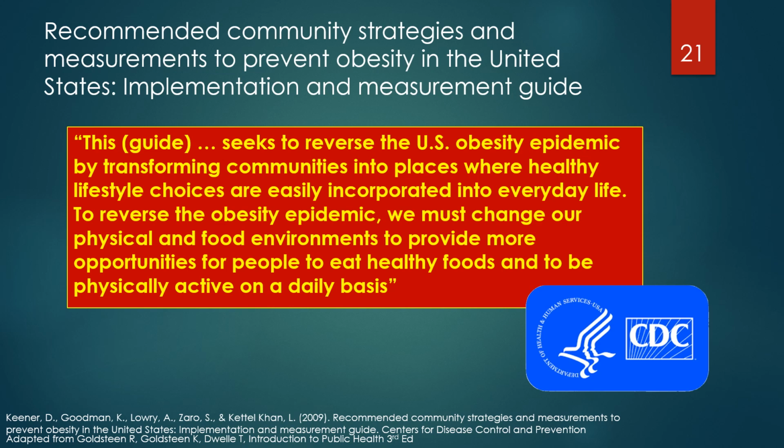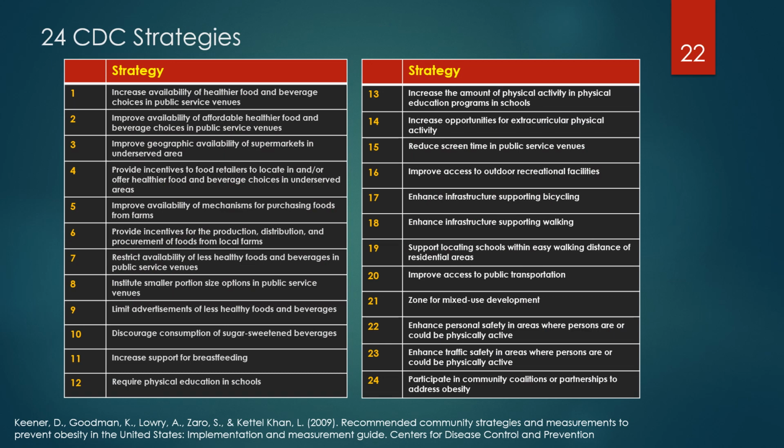To reverse the obesity epidemic, we must change our physical and food environments to provide more opportunities for people to eat healthy foods and to be physically active on a daily basis. This table lists the 24 CDC strategies to help address obesity in the United States. We will briefly review one example program for each of these strategies.